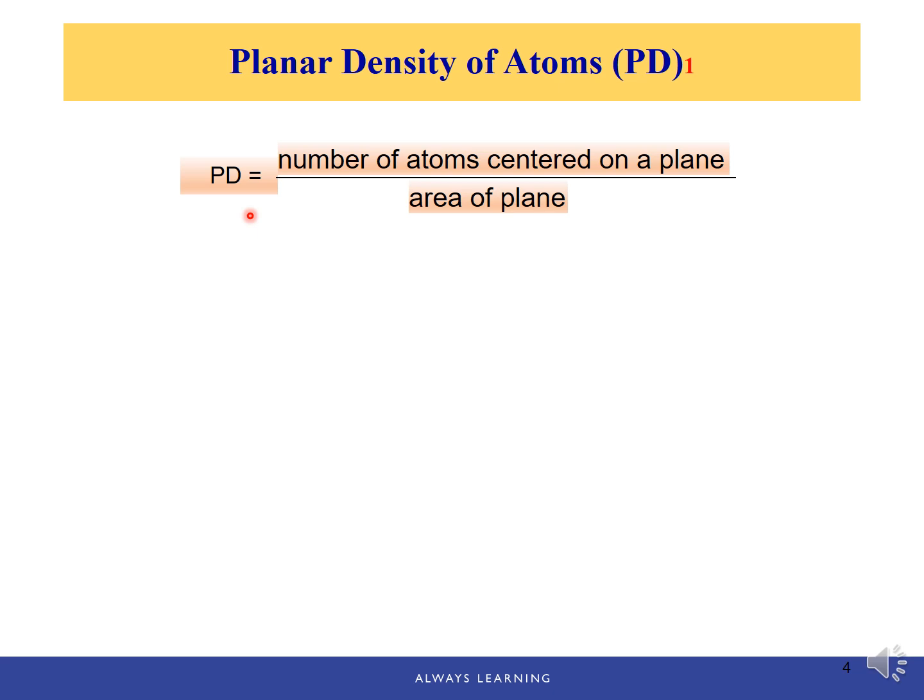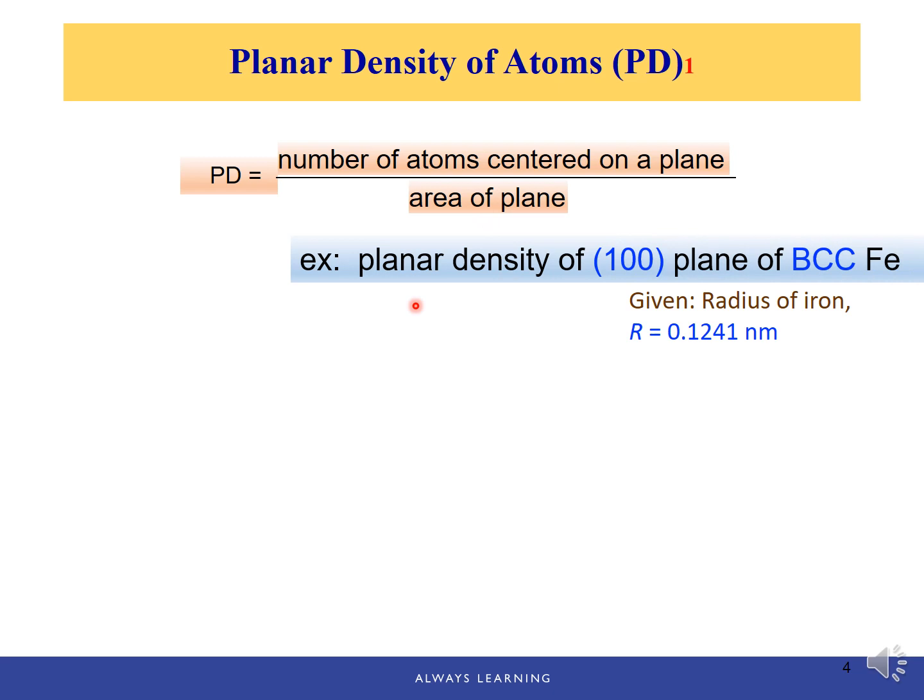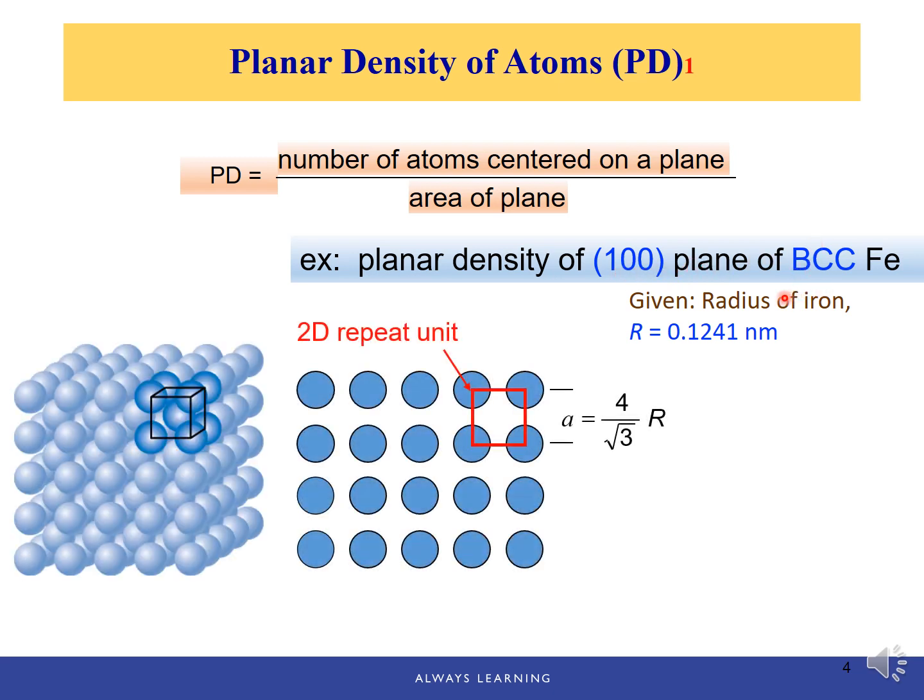The planar density is defined in a similar manner. The planar density equals the number of atoms centered on a plane divided by the area of the plane. Let's take a look at one example. We're looking for the planar density of the 100 plane of BCC iron, and we're given the radius of the iron.